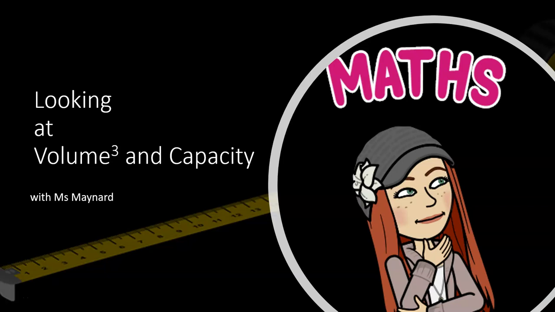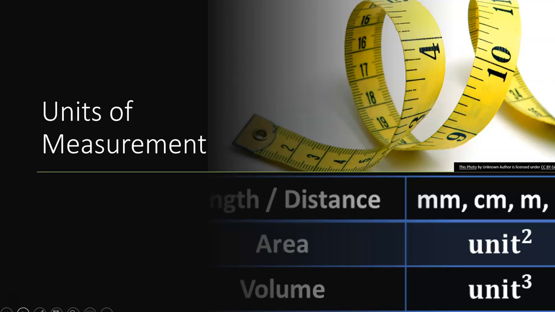Looking at volume and capacity. When we're looking at volume, we're starting to look at our 3D shapes and the area that the whole 3D shape takes up as such. So we're now looking in units cubed.